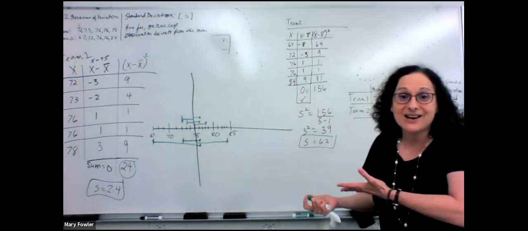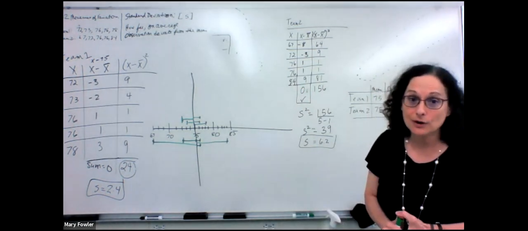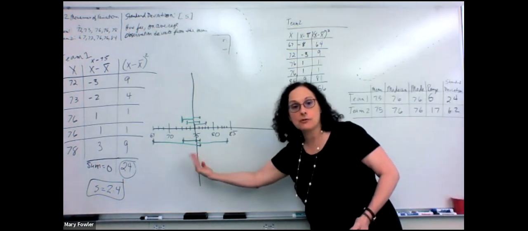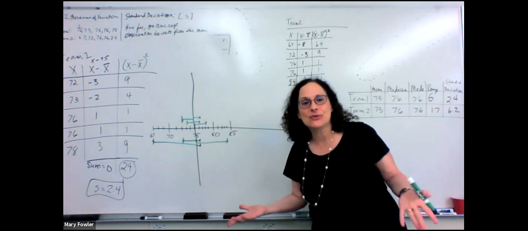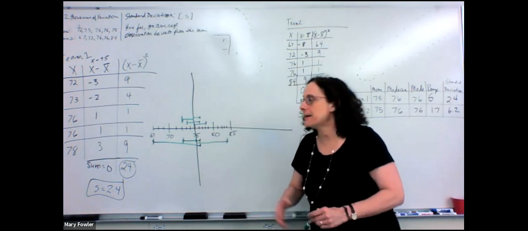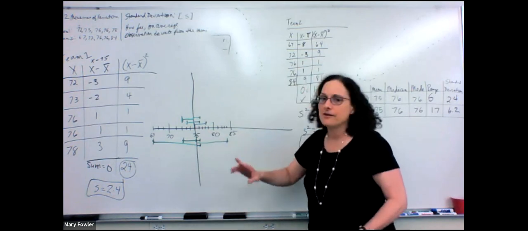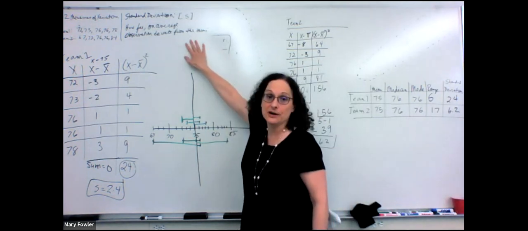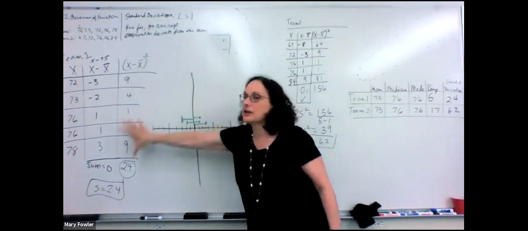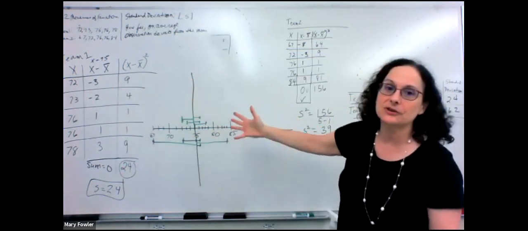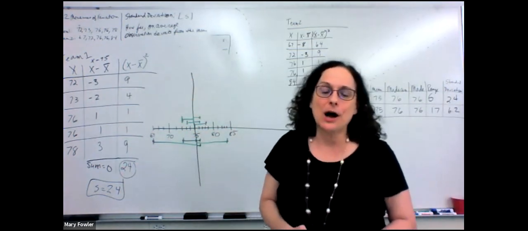So what we see here is that for team 2, there's a whole lot more green than there is for team 1. Okay, so this is the sample standard deviation, the formula, the definition, the most important definition in the class. We have calculations and a graphical display. All right.